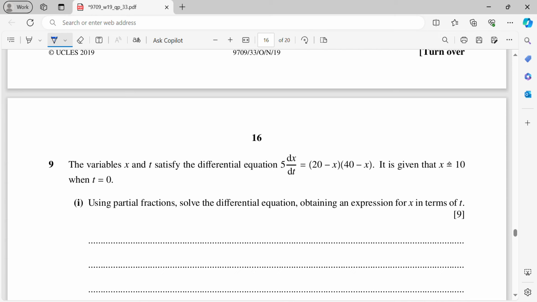Question number 9. The variables x and t satisfy the differential equation, given x equals 10 when t equals 0. First part, using partial fractions, solve the differential equation, obtaining an expression for x in terms of t. So I will rewrite the question first.